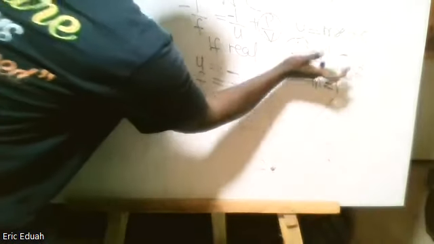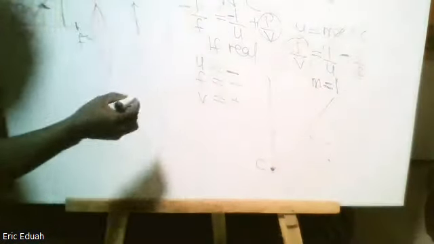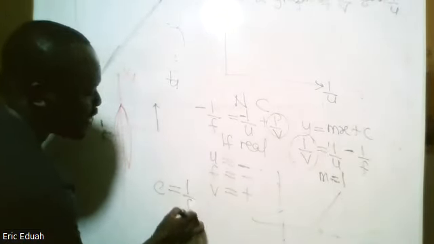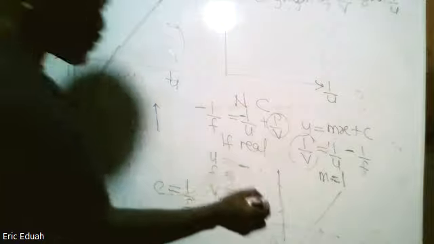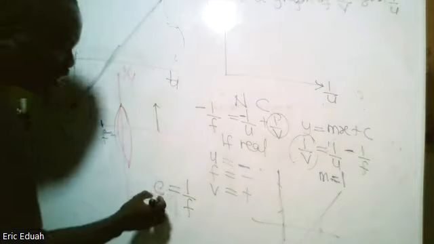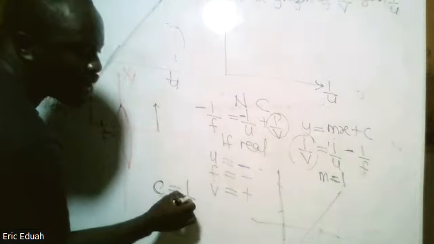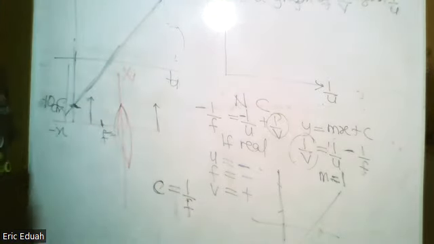Then when you compare this to the equation of a straight line, you realize that the intercept on the vertical axis, C, is equal to 1 on F. Meaning that you can read C on a graph, and C is the intercept on the vertical axis. You can read that from the graph. So from your plotting, if you know the value of C, the intercept on the vertical axis, you can easily use that to find the focal length of the lens.